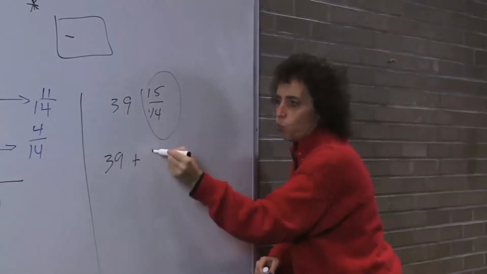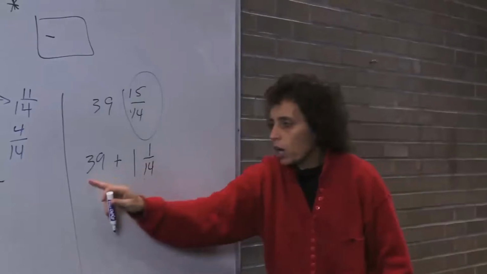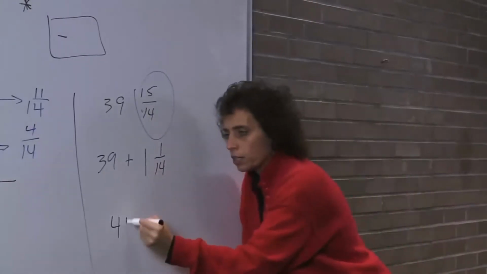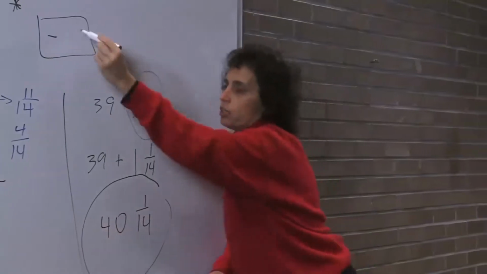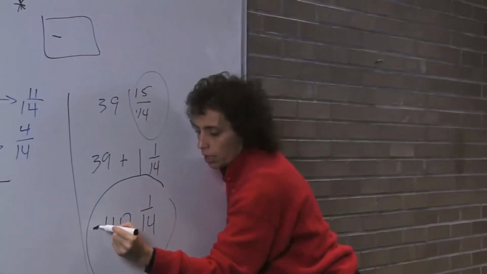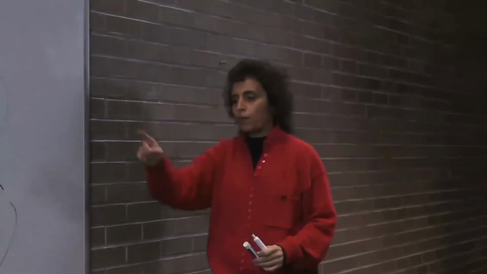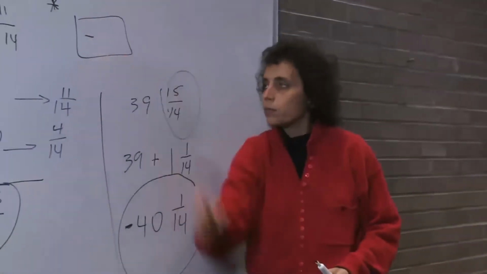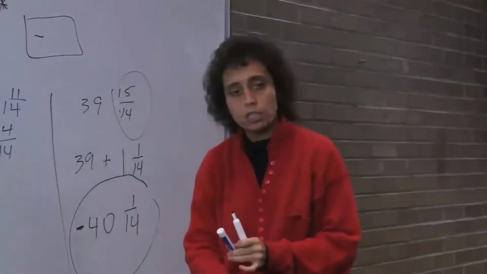14 goes into 15 once with a remainder of 1. Keep the denominator. 39 plus 1 is 40. That's 40 and 1/14. And the answer is negative, because I owed you and I owed you, so I still owe you. Don't forget about that. Do something with that so you know that's your sign at the end, because you want to be sign conscious. That's the biggest error people make. They're not sign conscious. Okay?